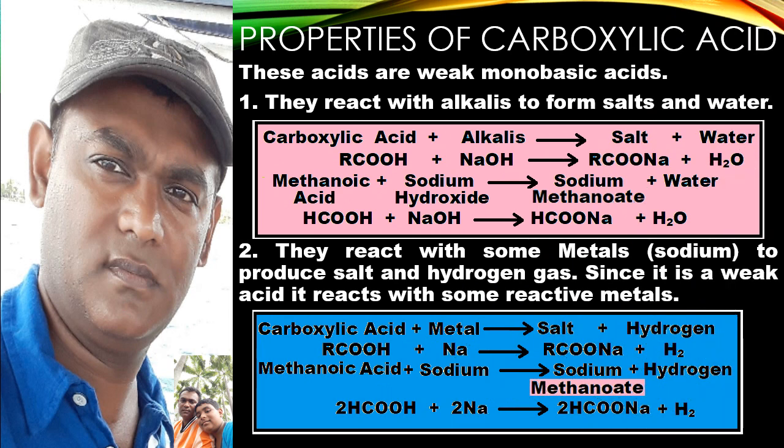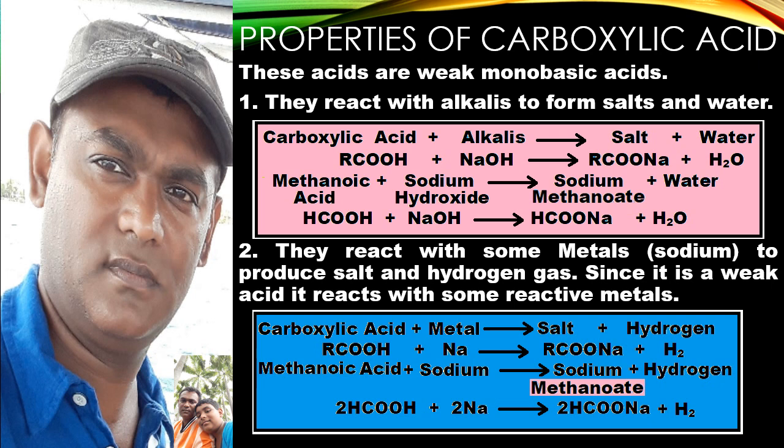The properties of carboxylic acid. These acids are weak monobasic acids. Why monobasic acid? Because they contain only 1 COOH group. The carboxylic acid reacts with alkalis to produce salt and water. For example, methanoic acid reacts with sodium hydroxide to form sodium methanoate and water.